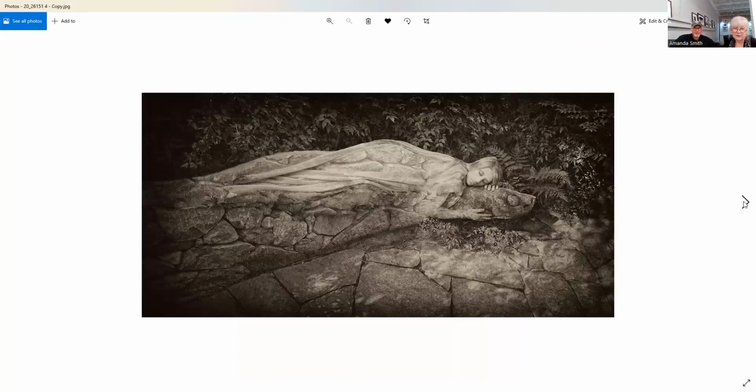This image is also part of the 27. It's by Catherine Carter. She lives in Chapel Hill, North Carolina, and it's called Shed. Very nice.